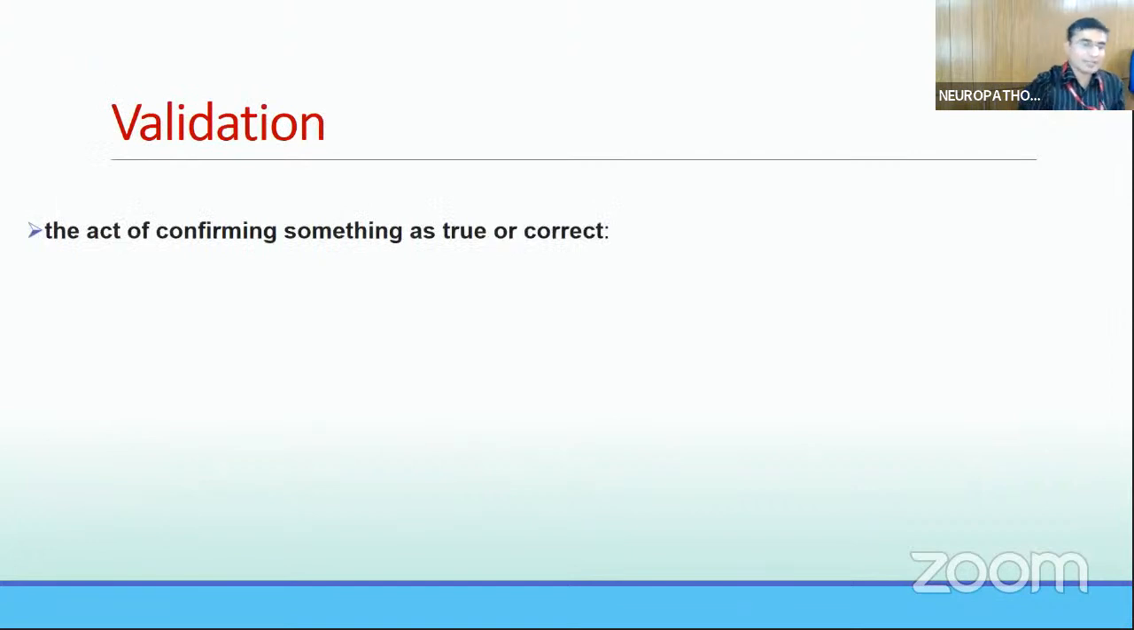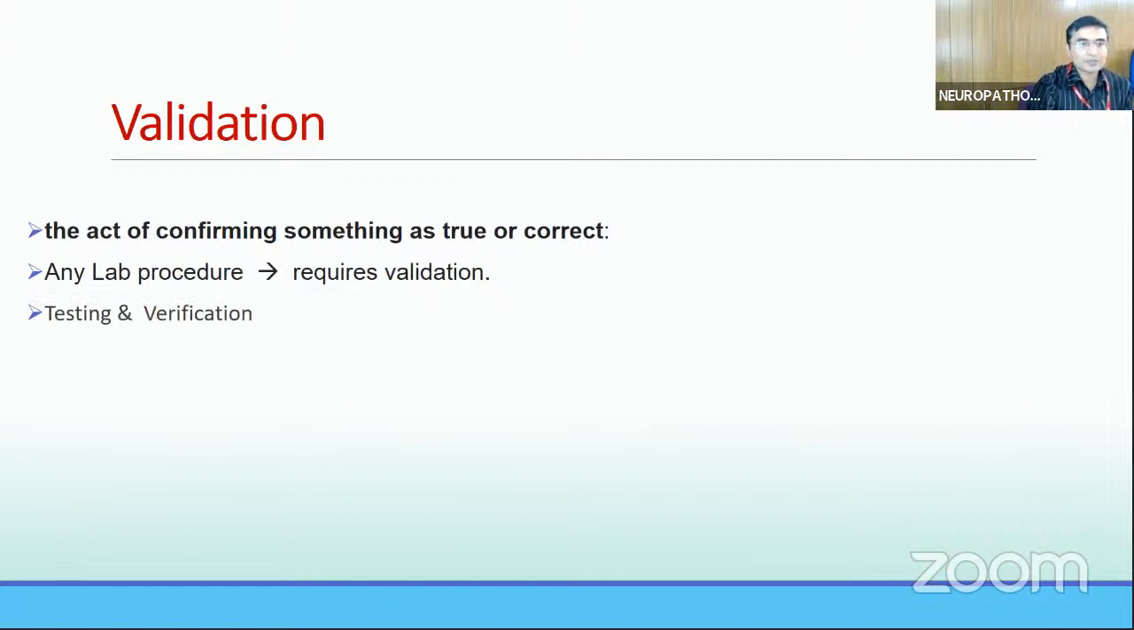Now, what do you mean by validation? In simple dictionary terminology, validation means the act of confirming something as true or correct. That means you have to test for its correctness or trueness. So any lab procedure you are doing requires validation. This includes two elements, testing and verification. Testing is when you are procuring something for the first time, you have to test it. Or when you have modified or changed something, then you have to verify it. So it combines both.